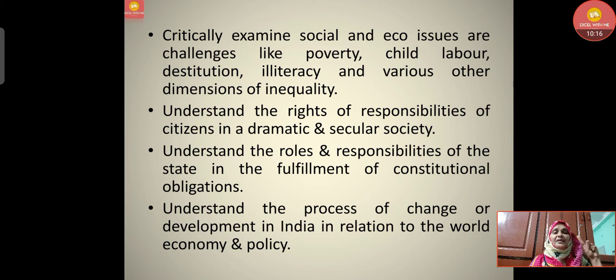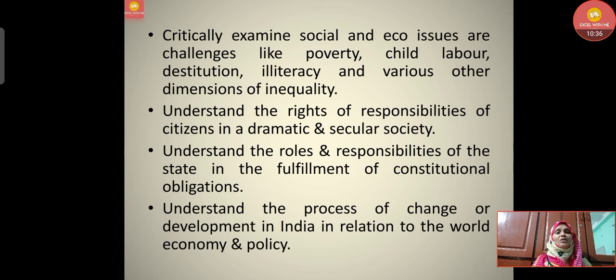When they enter into real life situations, already they will be trained. What is economics? What is poverty? Why is there poverty in our country? What are the causes of it? How can we overcome this problem of poverty? They will critically understand these things.